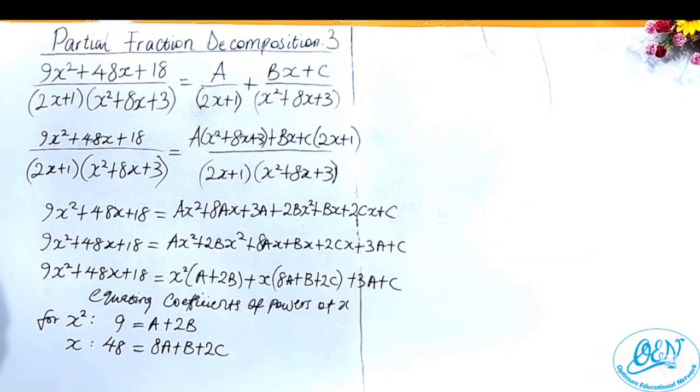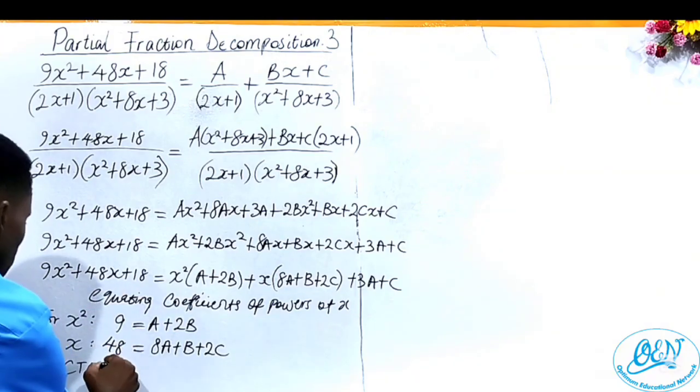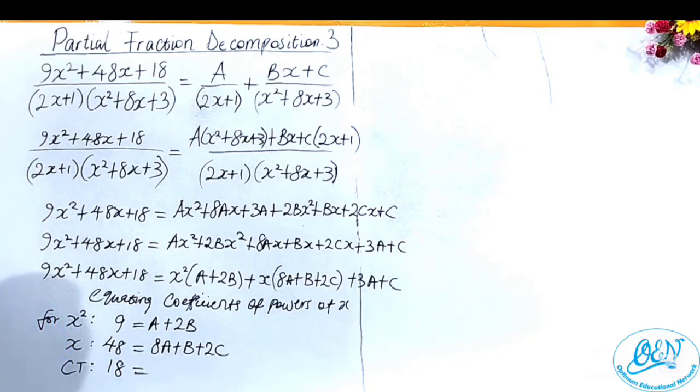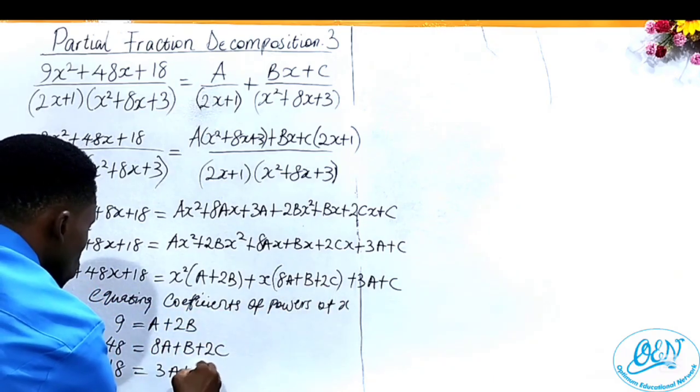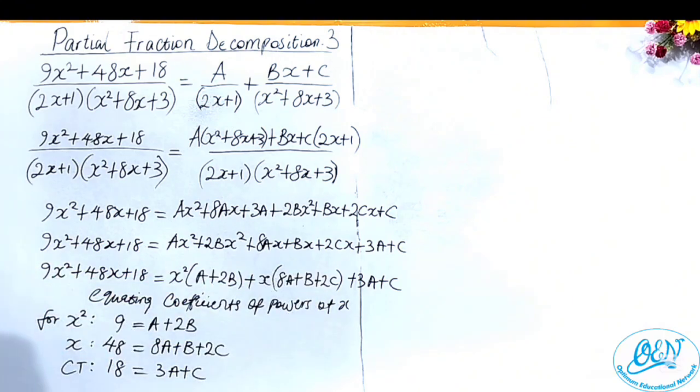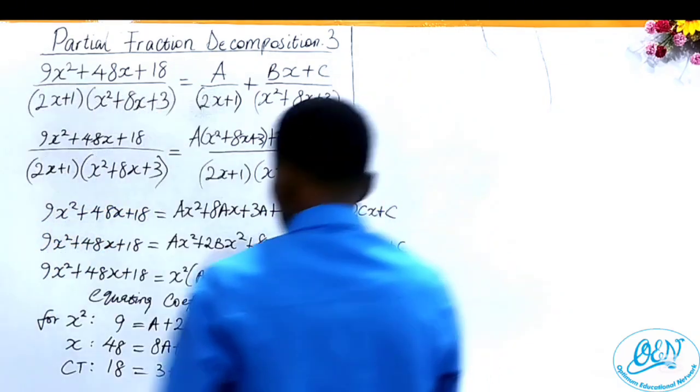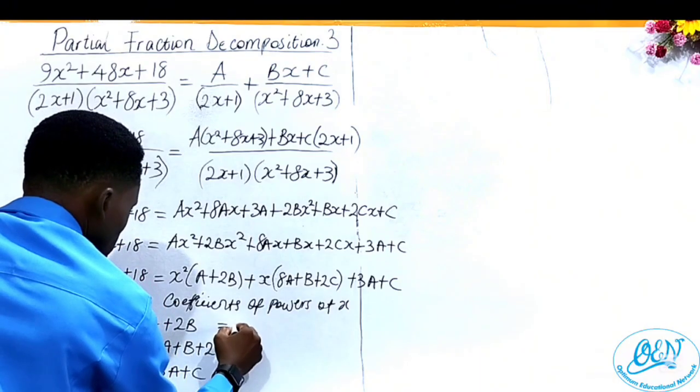And for the constant terms, let's call it ct, in this part of the equation we'll have 18. And 18 will be equal to 3a plus c on the other side. So we have a simplified system now. So 9a, let's move over to the other side. Okay, let's even solve small here.